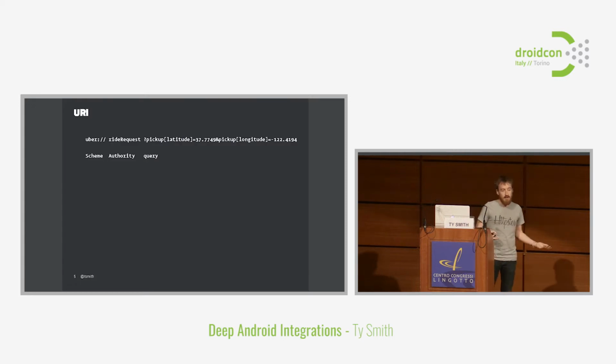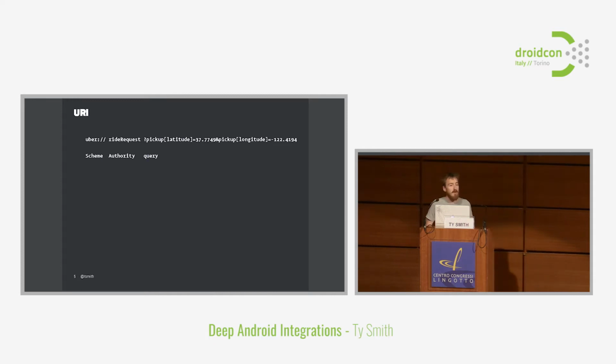Now, that URI is just a series of parts that communicate the intention of the deep link. In this example, the scheme indicates that the Uber app can handle it, and the ride request authority indicates the specific action that we want to do inside of the app. And then the query parameter data in this case is the specific parts of the request to indicate, in this case, the pickup. This would be the extra information.